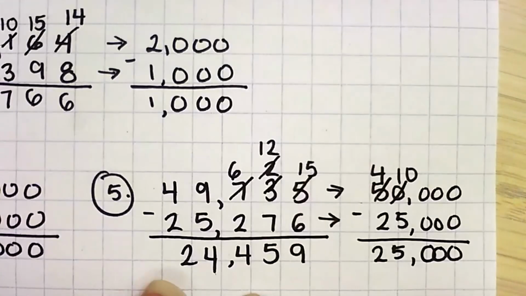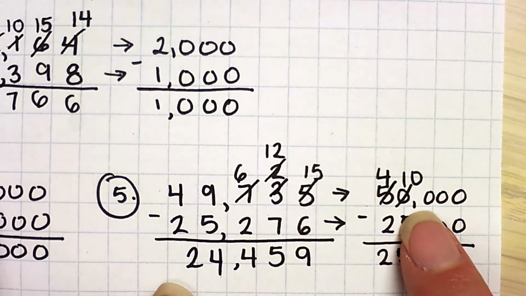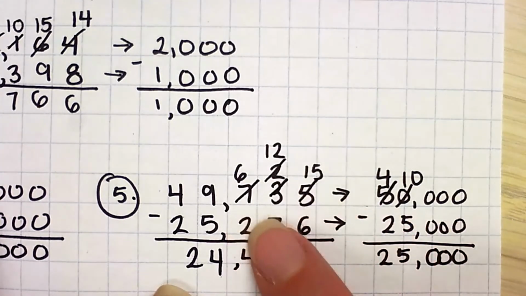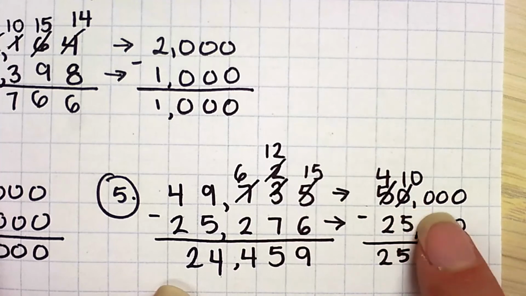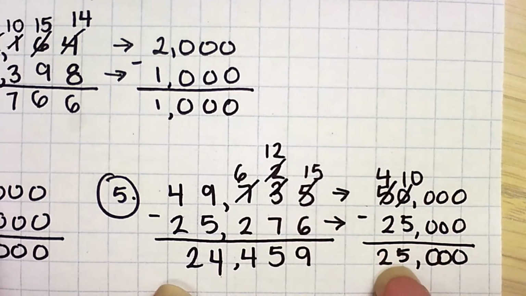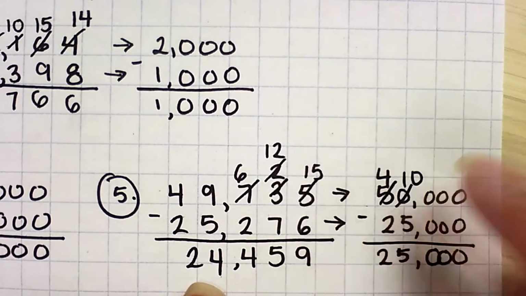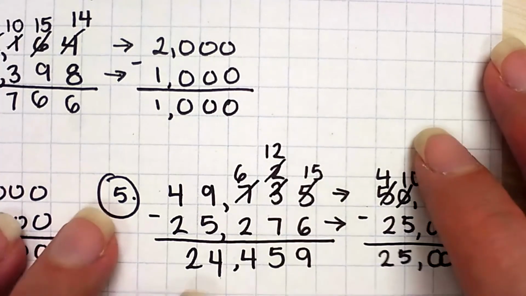So I got 24,459. When I rounded again to my nearest thousands place, my 49,735 became 50,000. My 25,276 became 25,000. So 50,000 minus 25,000 gave me 25,000 again. And that's close to my original answer. So I know that my answer here is reasonable.